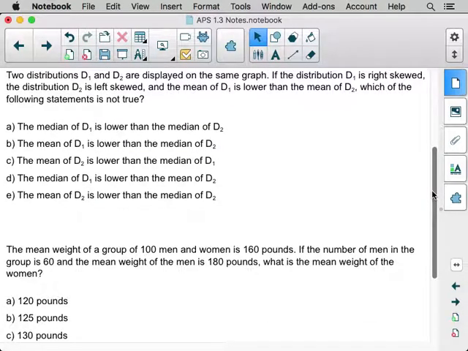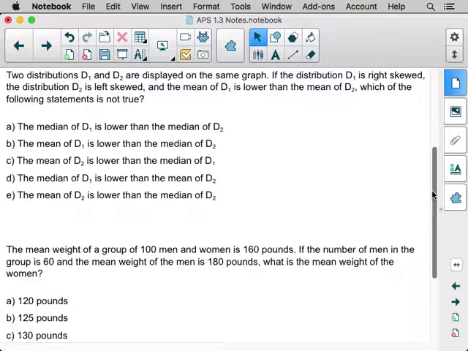Two distributions, D1 and D2, are displayed on the same graph. If the distribution D1 is skewed right and the distribution D2 is skewed left, and the mean of D1 is lower than the mean of D2, which of the following statements is not true? All right, so this is a lot to take in.